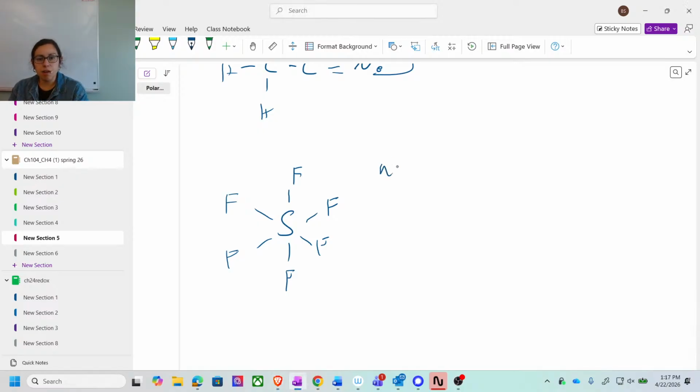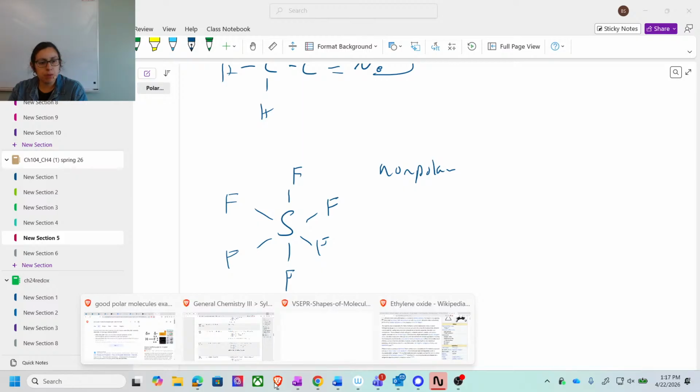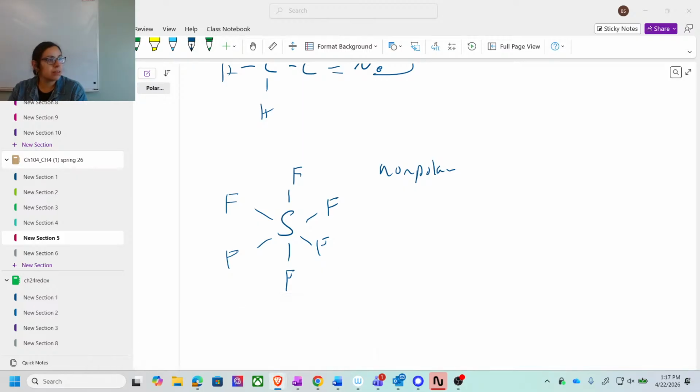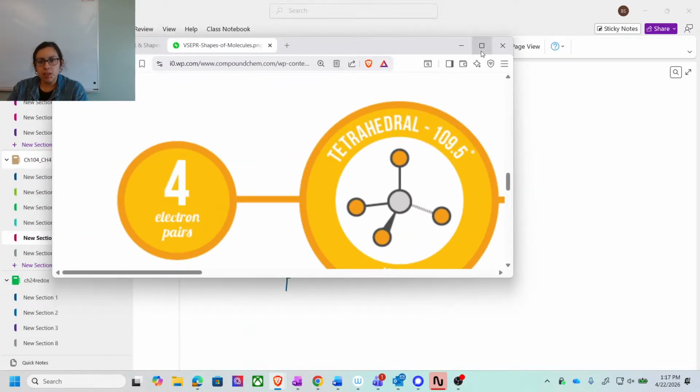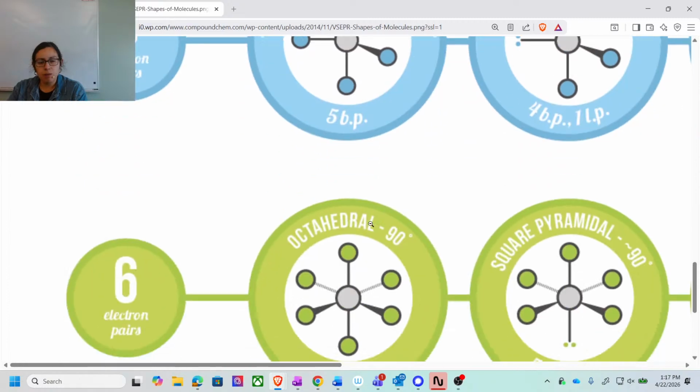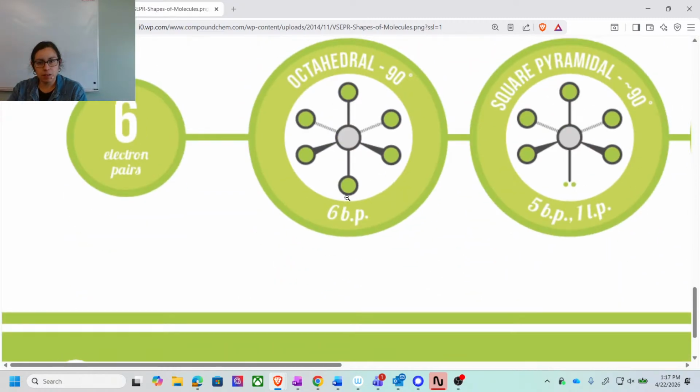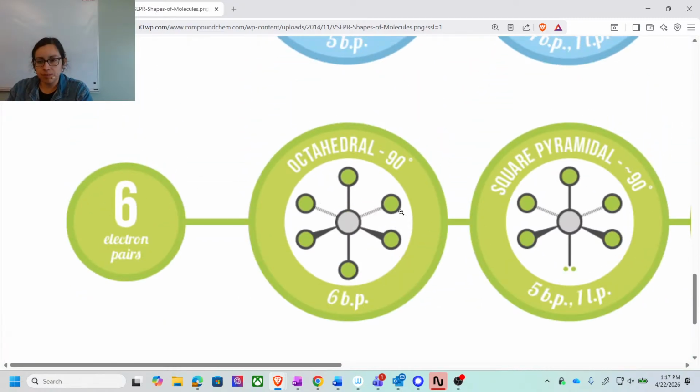Yeah, so it should be nonpolar, right? Even though it has all those fluorines, they're going out evenly. We could go back to our compound chem example. Of course, now I lost it. There it is. And so it is our fully symmetric one. So that kind of helps us.